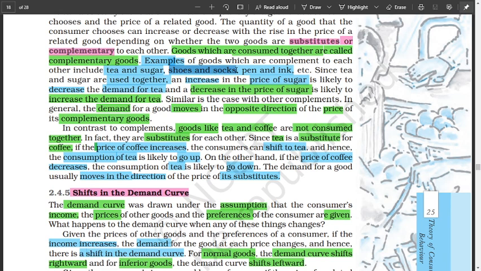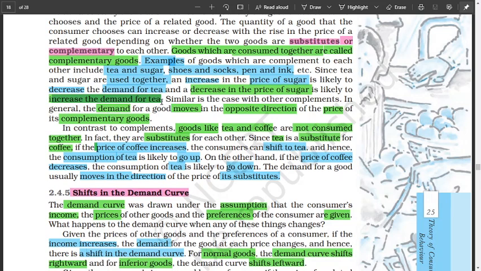These are used together. So increasing the price of one, say increasing the price of sugar, is likely to decrease demand for tea. When sugar price is increasing, tea is becoming costly. So that's why people decrease the demand for tea. On the other hand, the decrease in the price of sugar, which is commodity A, because it has become cheaper, your demand for commodity B, which is tea, increases. It is because these two are consumed together.